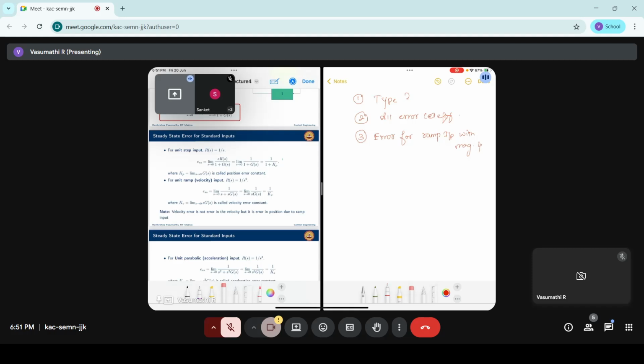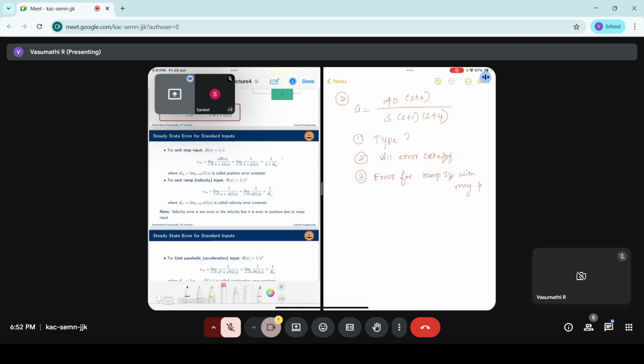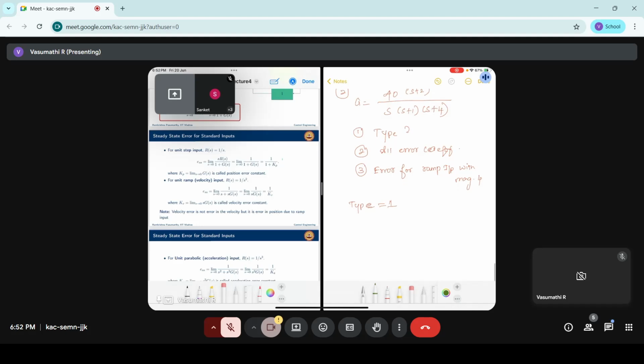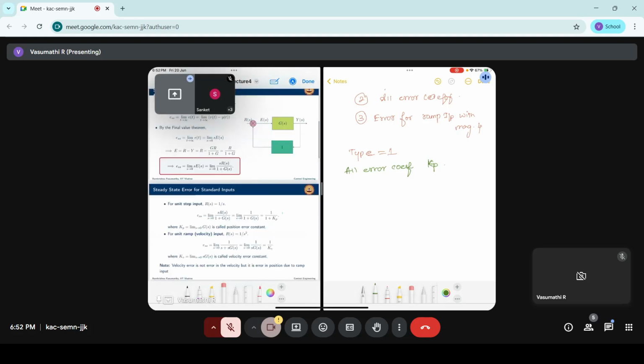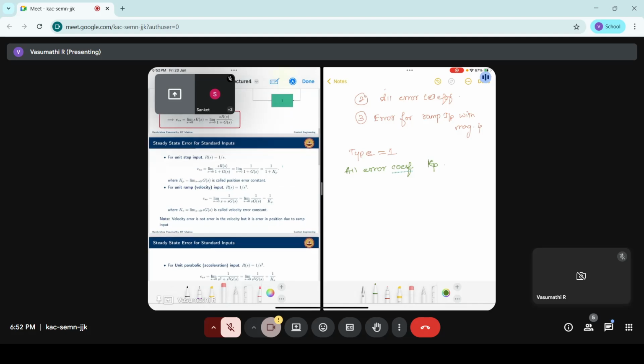First of all, the first part of the question is straightforward. Since the denominator has one s term, the type of the system would be 1. I hope it is clear to everyone. The second question they have asked is all error coefficients we have to find. First, we will start with the Kp error coefficient. How will we find Kp? Here it was given, right? Just see the left hand side.